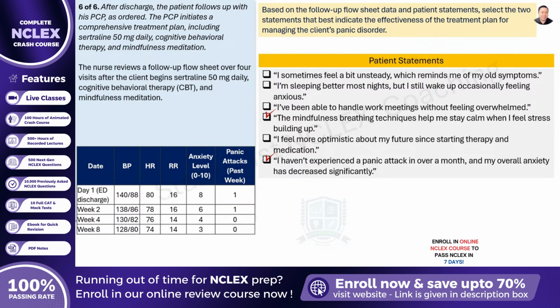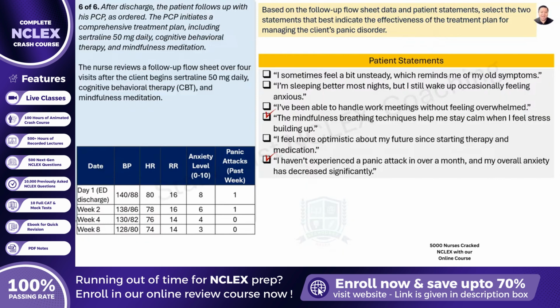If you selected, "I feel more optimistic about my future since starting therapy and medication," well, this is not really the best choice, even though this is great news, but this statement is still too vague because optimism is a general mood indicator, but is not specific to panic disorder symptom relief. And there is no mention of panic attacks, anxiety levels, or even how they're functioning under stress. So think about this item as a secondary emotional benefit, but not a primary outcome. So with this, we're going to have to look into the next one here.